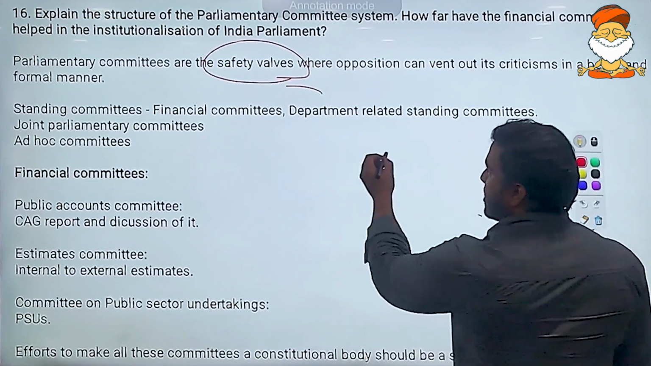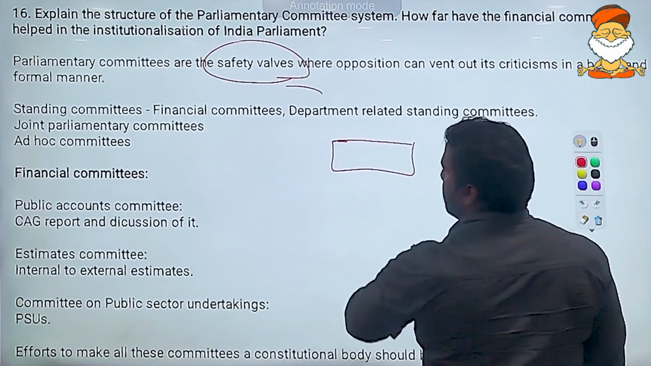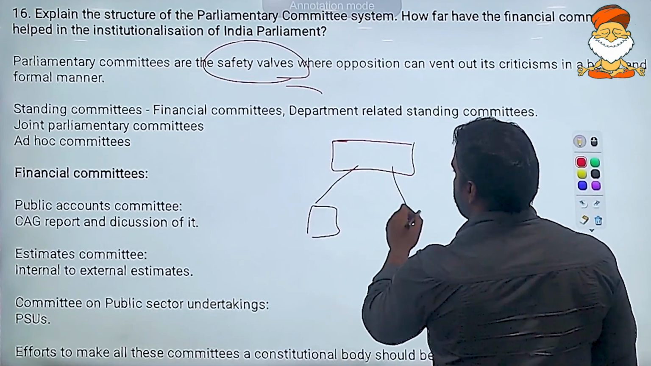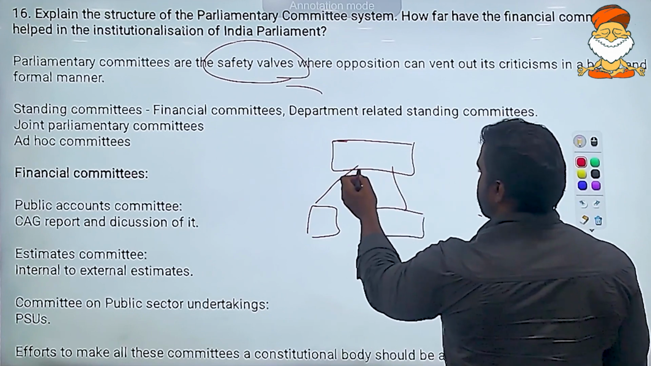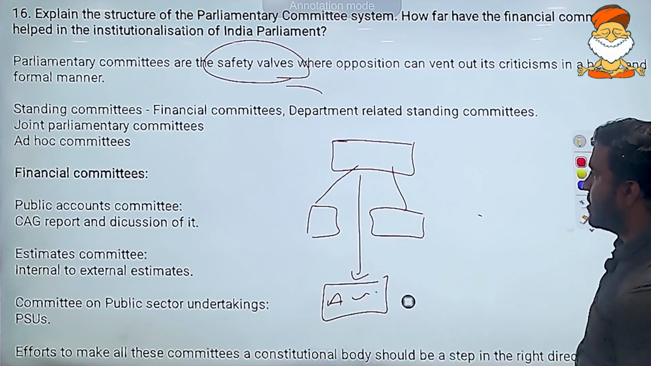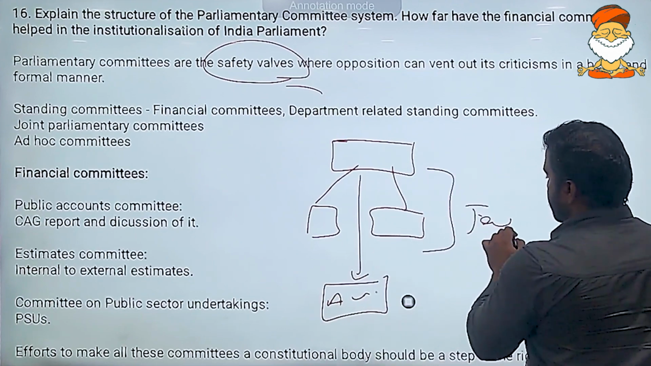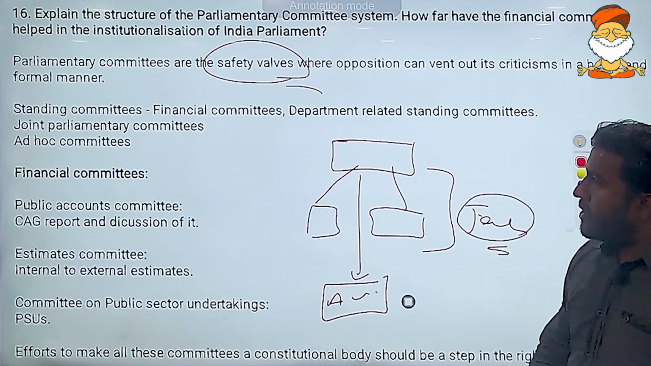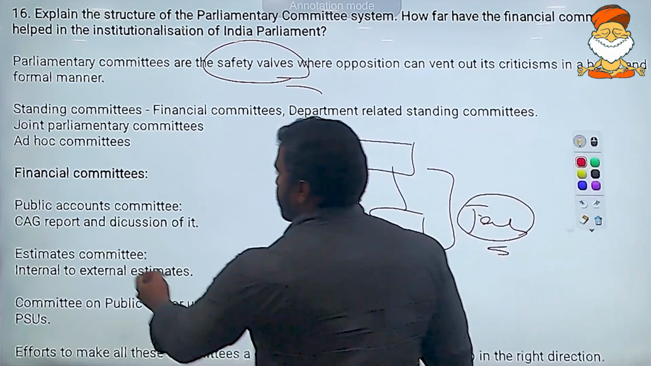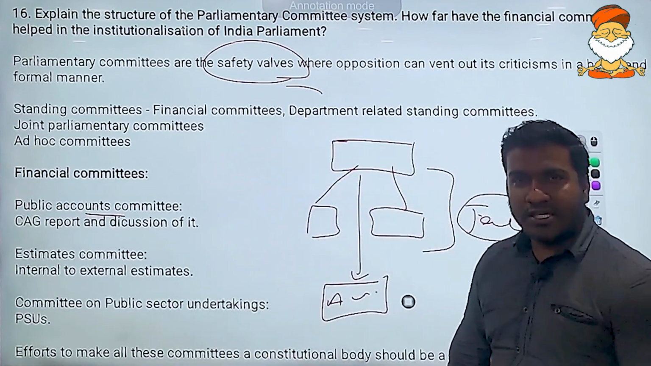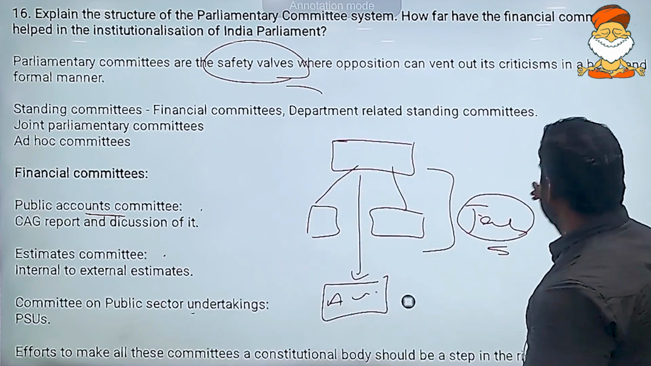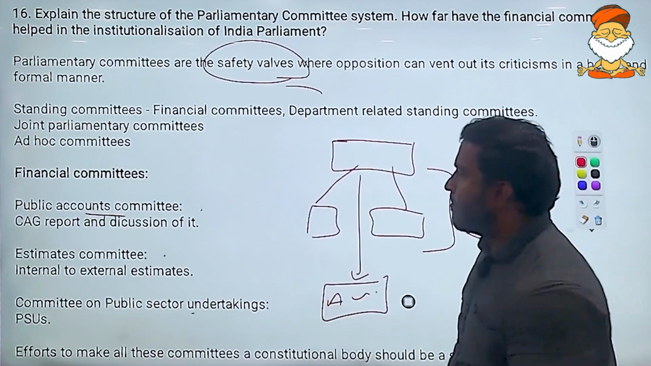So the structure. We can draw it like this: we have the standing committees first, and in those standing committees we have the financial committees, then department-related standing committees, and then come the ad hoc committees. These are also joint parliamentary committees. Most of the standing committees are joint parliamentary committees. Then financial committees. After structuring, we have three important financial committees: Public Accounts Committee, Estimates Committee, and Committee on Public Sector Undertakings. First, Public Accounts Committee.